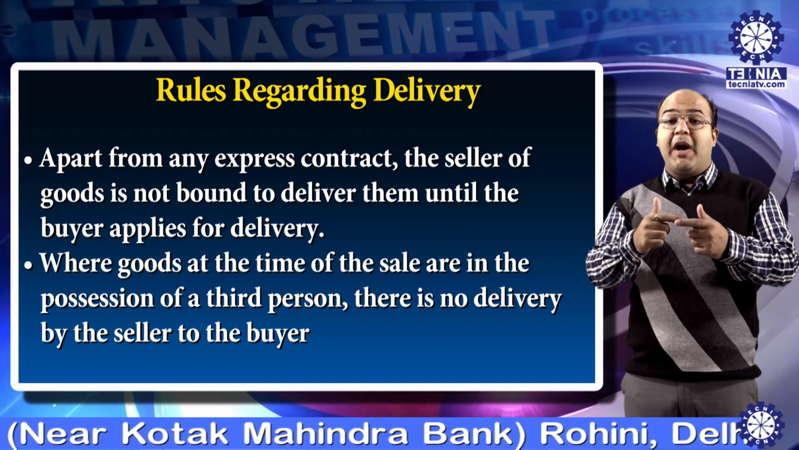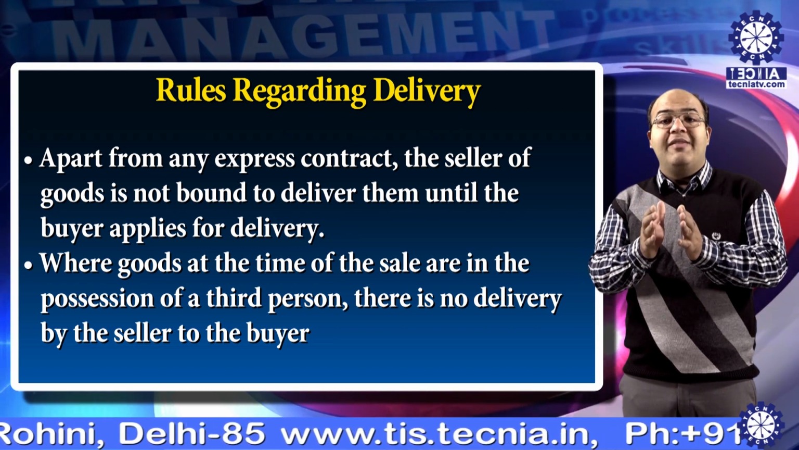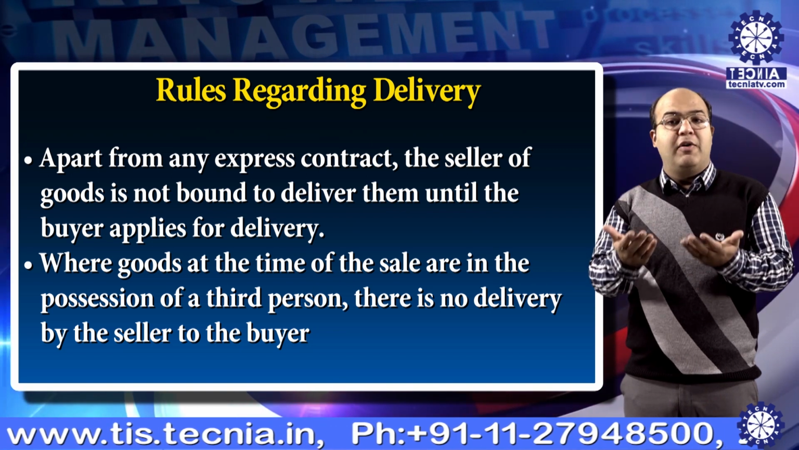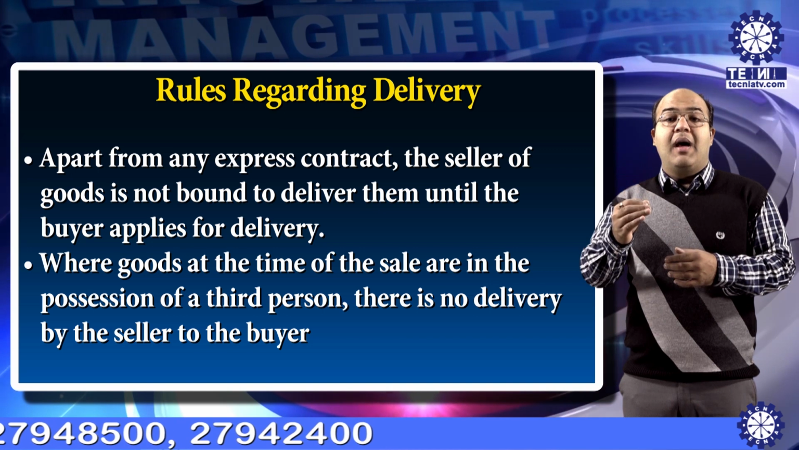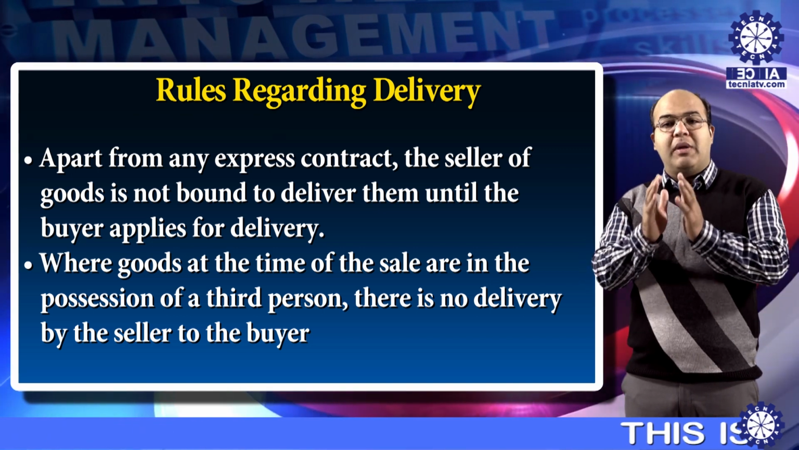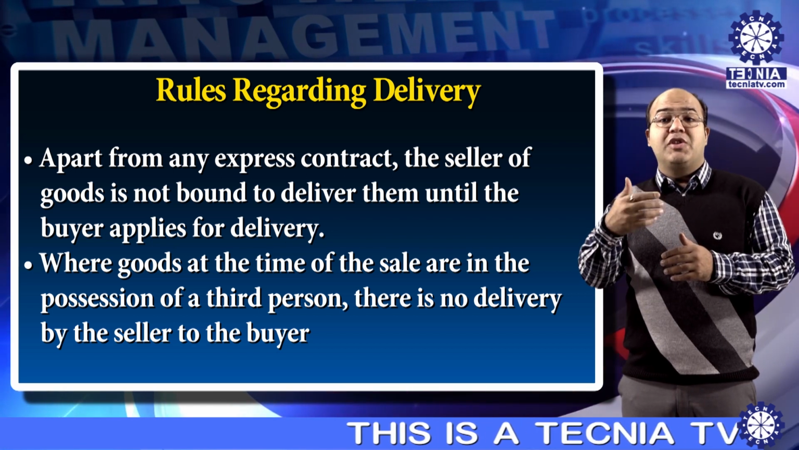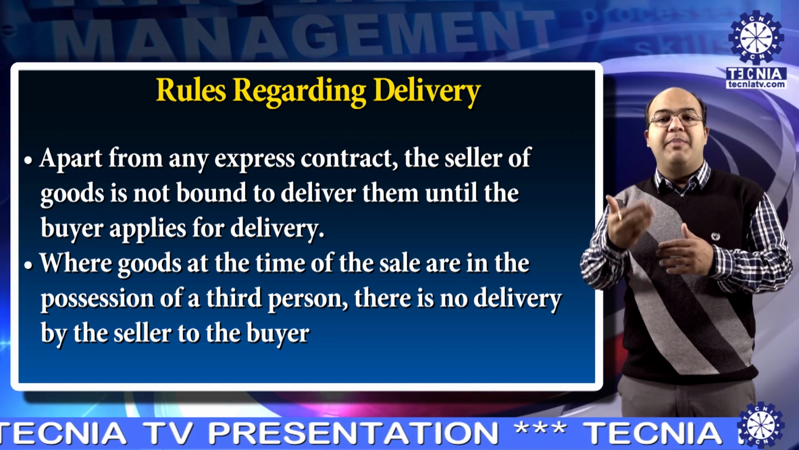Third one, apart from any express contract, the seller of goods is not bound to deliver them until the buyer applies for delivery. The fourth one, where goods at the time of the sale are in possession of a third person, there is no delivery by the seller to the buyer unless and until such third party acknowledges to the buyer that he holds them on his behalf.